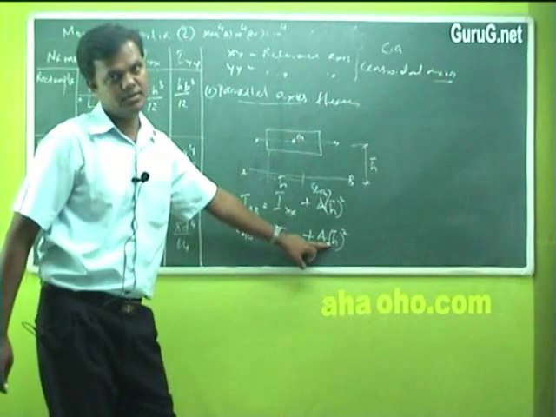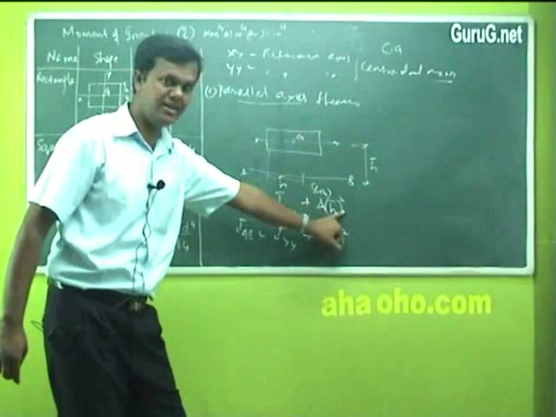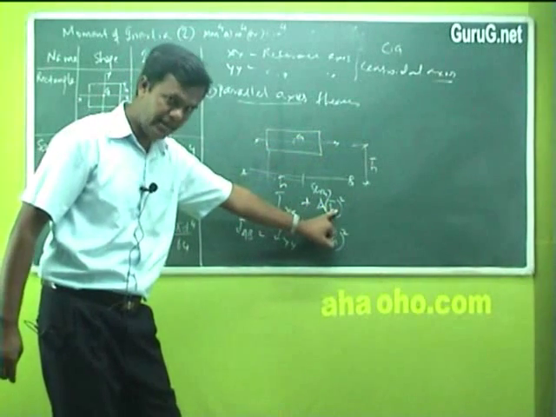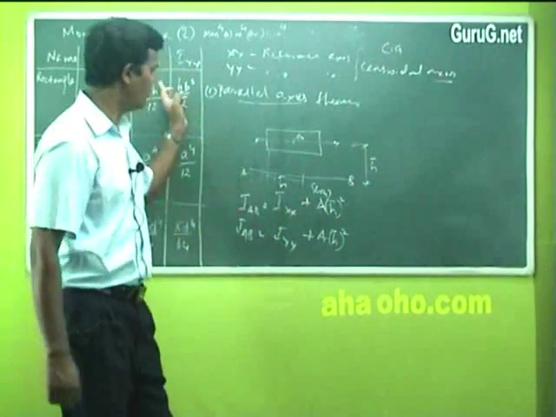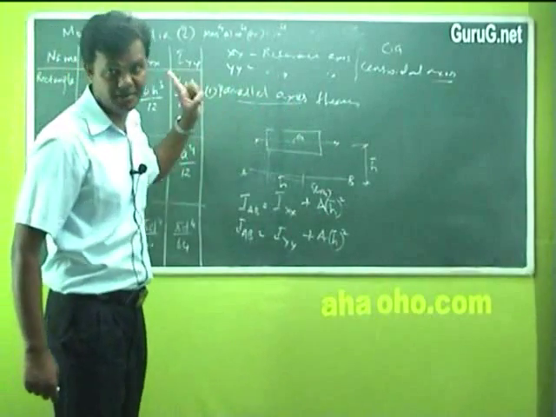Is it clear? In the x direction, what is my height? Square of the height into area. Square of the height into area. Ixx and Iyy hold good as such. So the parallel axis theorem is one theorem.